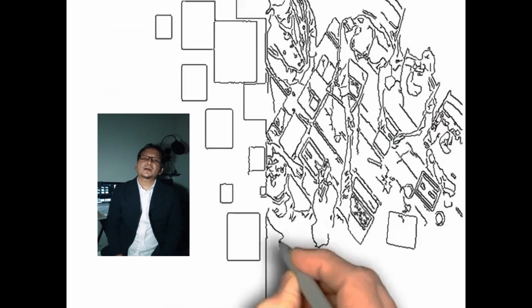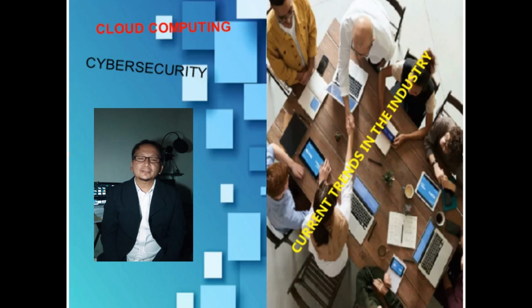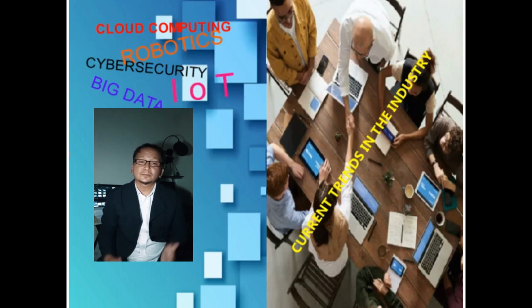Then the next is about the current trends in the industry today. We have cloud computing, cybersecurity, robotics, big data, IoT, or what we call the Internet of Things. So that's all in all.